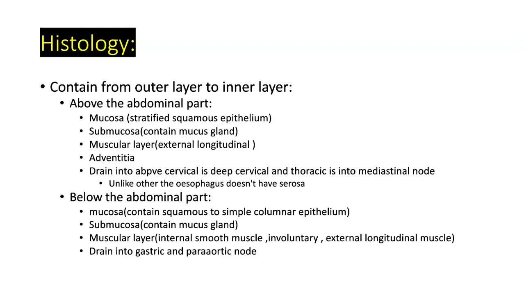In the abdominal part, the mucosa contains squamous to simple columnar epithelium, the submucosa contains mucus glands, and the muscular layer contains internal smooth muscles. Involuntary external muscles are longitudinal, which drain into the gastric and para-aortic nodes. This part is above the abdominal part, and this is below the abdominal part.